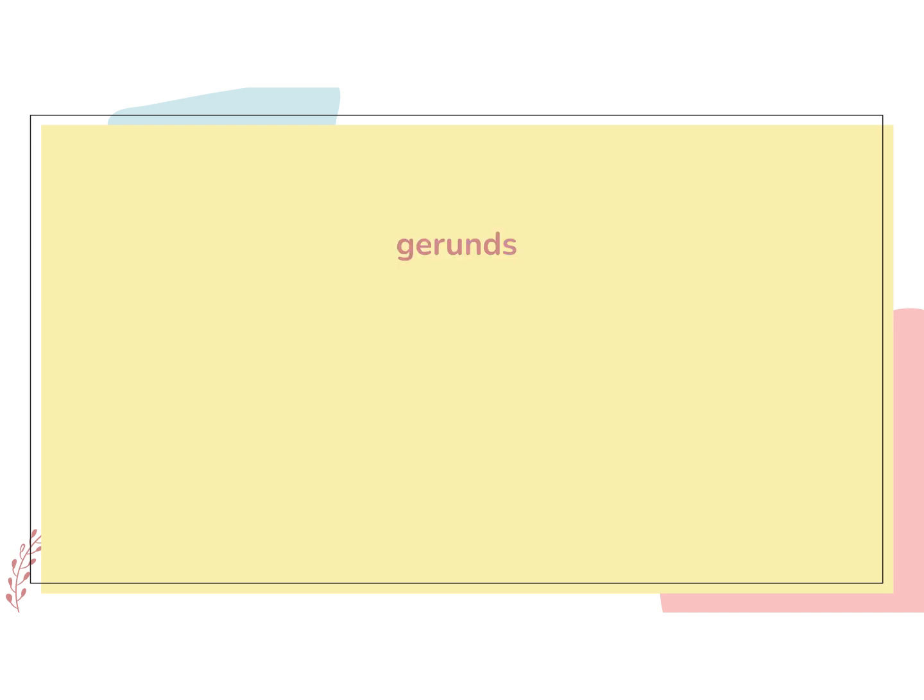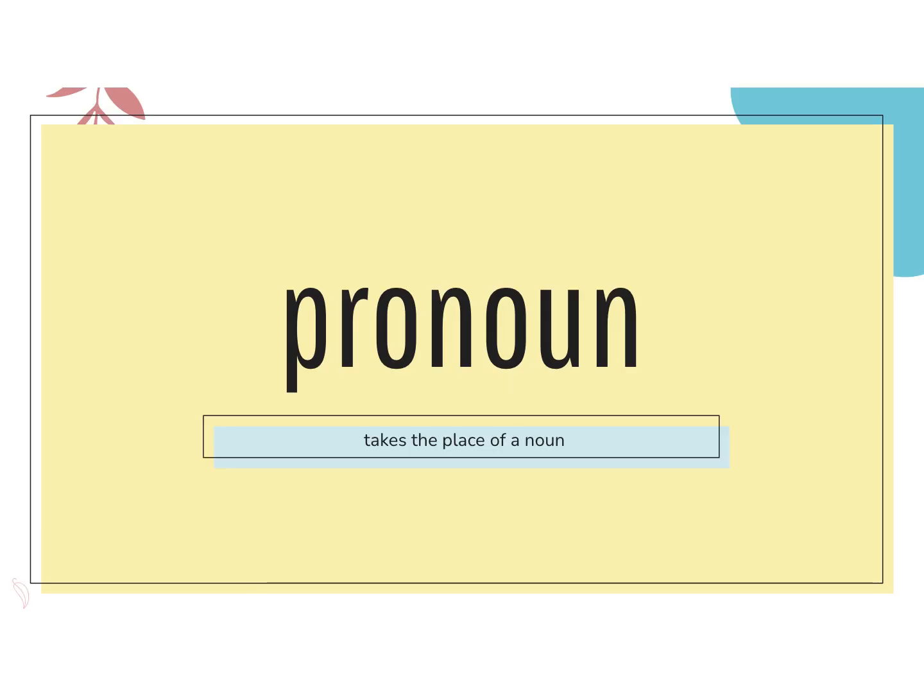Finally, gerunds are nouns that are made from verbs by adding an ing ending. For example, swimming is fun. Voting is a privilege. Running is exhausting. That's enough about nouns. Let's take a look at pronouns.